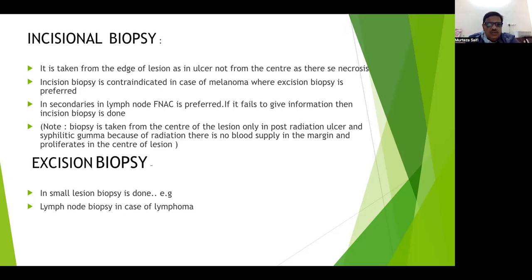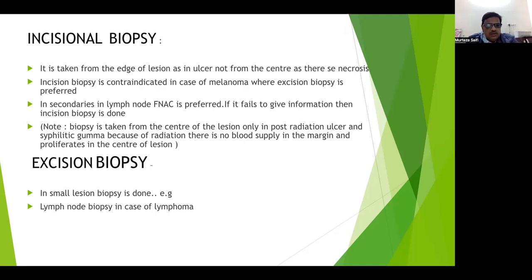In secondaries in lymph node, FNAC is preferred. If it fails to give information, then we can take an incision biopsy. Otherwise, FNAC is sufficient investigation for secondaries in lymph node. Note, biopsy is taken from the center of the lesion only in post-radiation ulcer and syphilitic gumma, because of radiation there is no blood supply in the margin, and proliferation is in the center of the lesion.